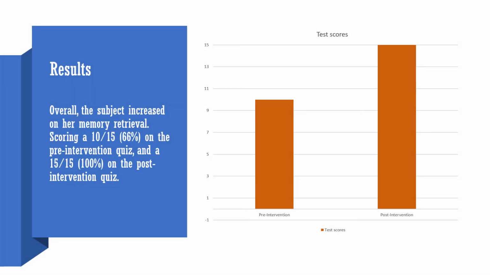For my results, overall you can see that the subject increased on her memory retrieval. She first scored a 10 out of 15 on the pre-intervention quiz, and then a 15 out of 15 on the post-intervention quiz. My subject was able to effectively use acoustic encoding to increase her score on the post-intervention results.